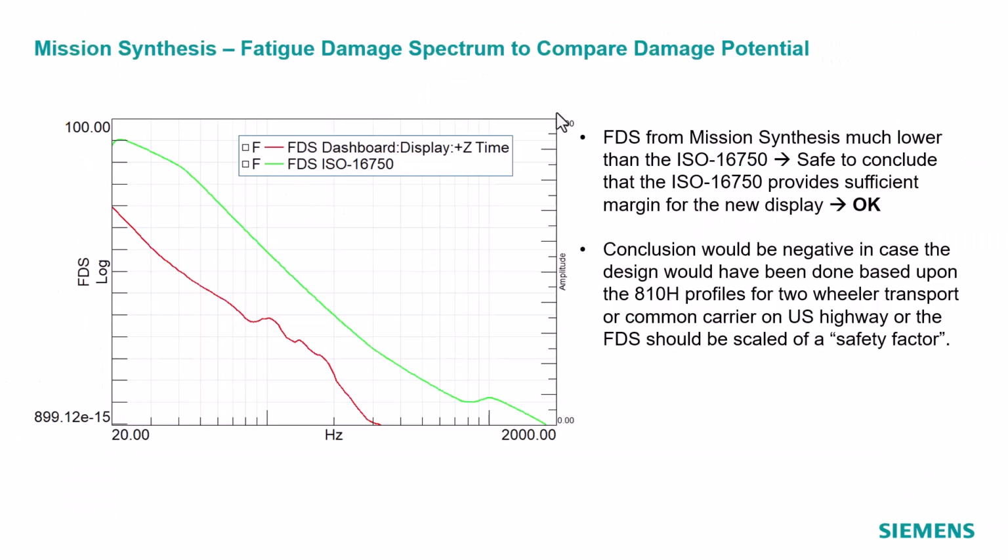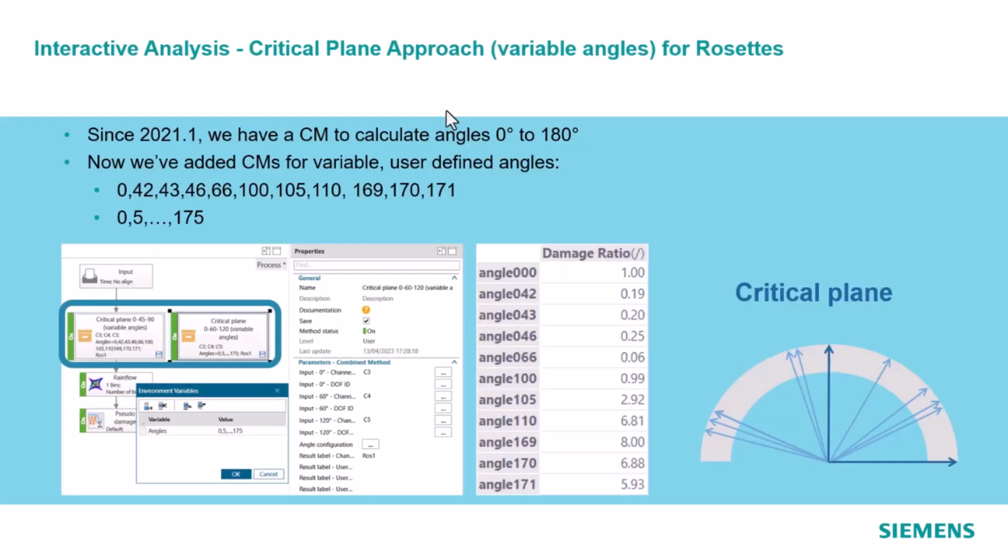I've got two other small features to show here. The first one is the addition of variable angles for the critical plane approach when we are utilizing strain gauge rosette data. The general idea behind a strain gauge rosette is that they're very helpful in a multi-axial fatigue problem. If we're measuring strain and we don't know the direction at which the component is experiencing the maximum strain, we are able to use this critical plane approach to derive time histories at various angles.